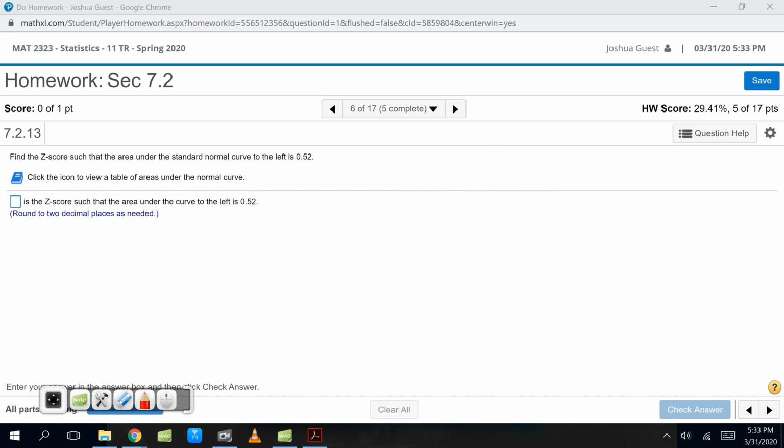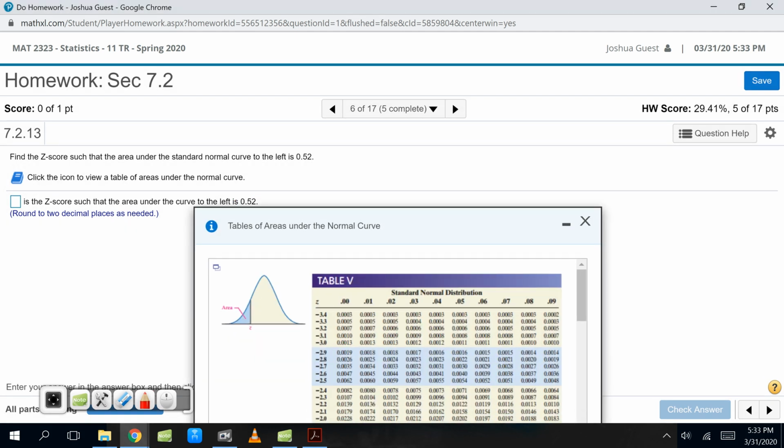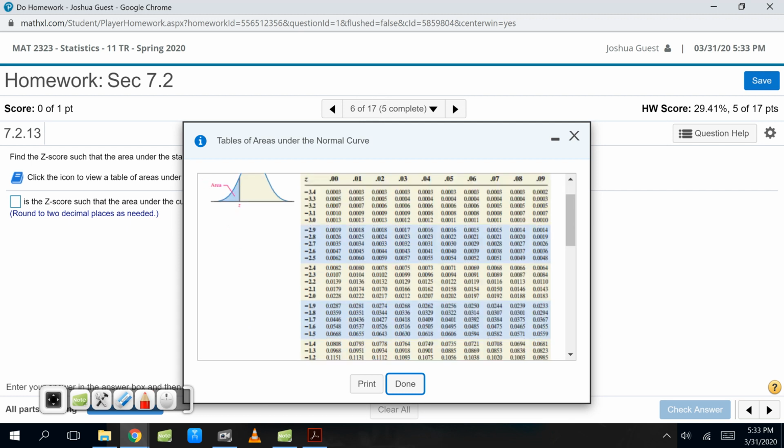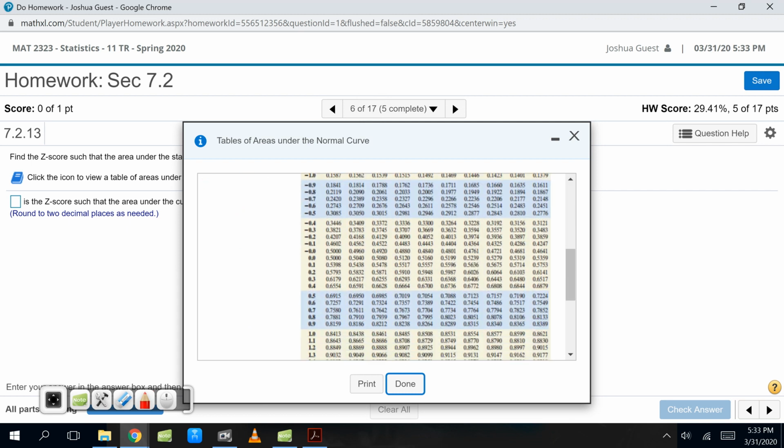Okay? So let's open the table up and let's find 0.5200. So let's see. I'm looking inside all these numbers up here. All right, 0.5200 is really close to this one, right? It's 39 away from that. That's 5239. This is 5199. So this one is really close. So this is on the 0.0 row, and it's 0, 1, 2, 3, 4, and that's a 5. So this is 0.05, okay?